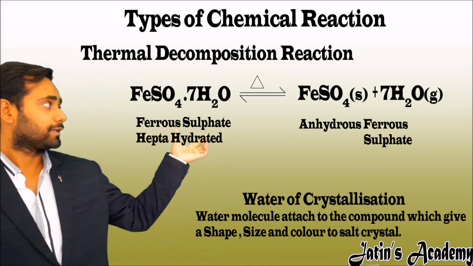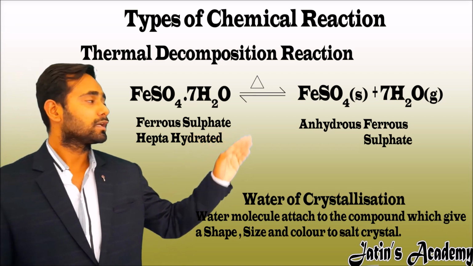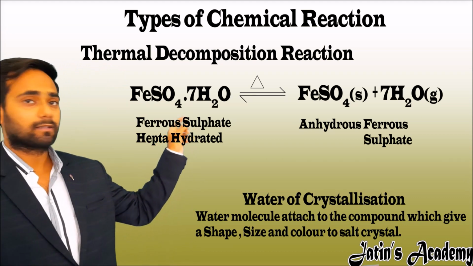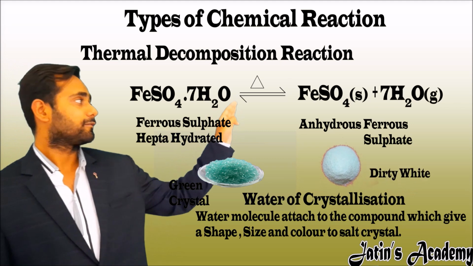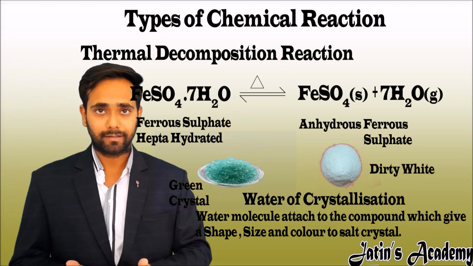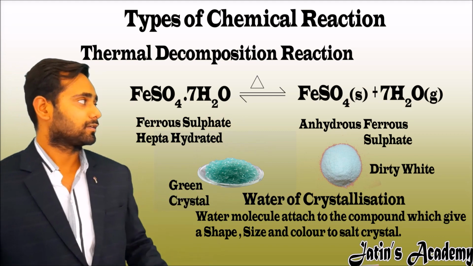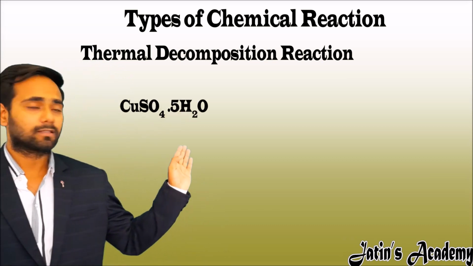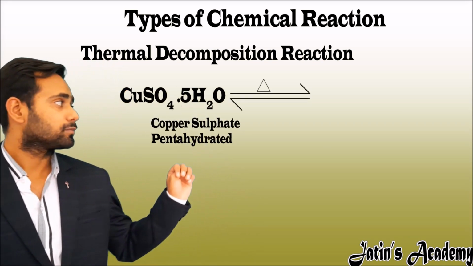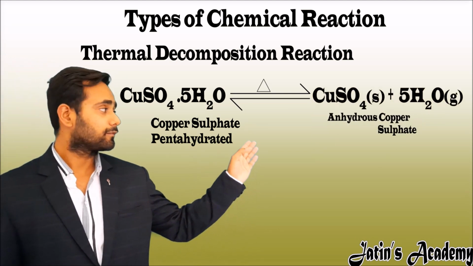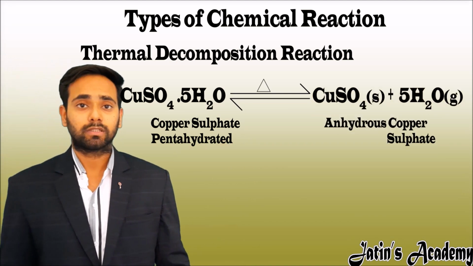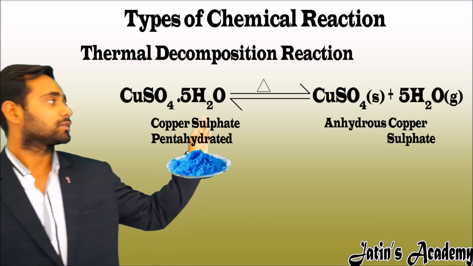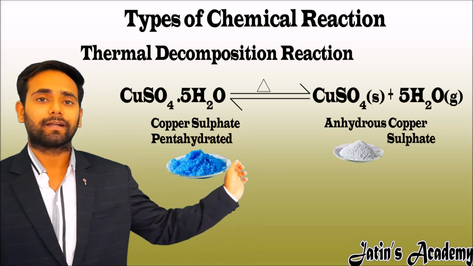When we heat the ferrous sulfate, it decomposes and becomes anhydrous. We have to note the color here. Ferrous sulfate crystals are green in color, and simply ferrous sulfate, also called anhydrous ferrous sulfate, is dirty white in color. Similar to this example, we have copper sulfate pentahydrate. On decomposition, copper sulfate becomes anhydrous copper sulfate and 5 molecules of water. Here we note the color: copper sulfate crystals are blue and anhydrous copper sulfate is white in color.